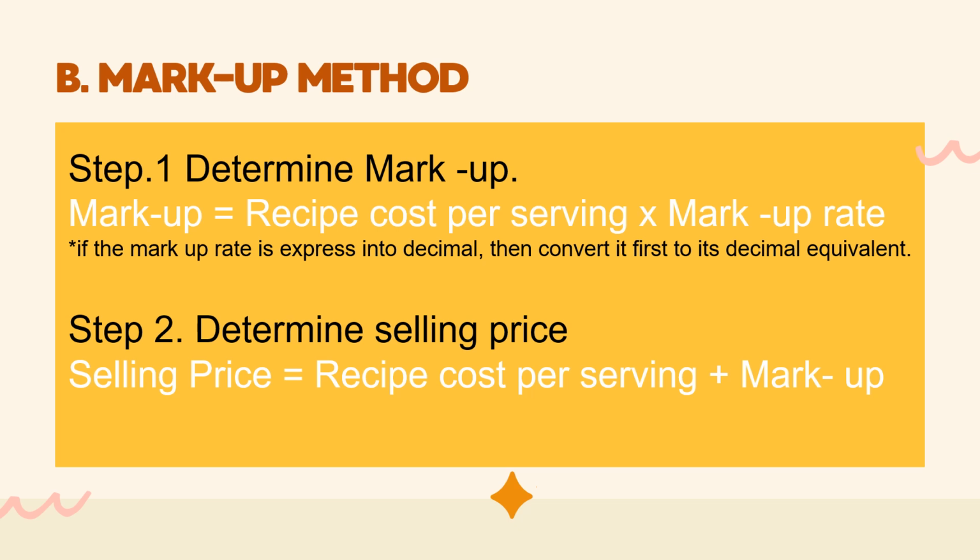The second method is the markup method. Number 1, determine the markup. Then number 2, determine the selling price. In determining the selling price in the markup method, we have to get the recipe cost per serving times the markup rate. And then we have to add the recipe cost per serving to the markup.